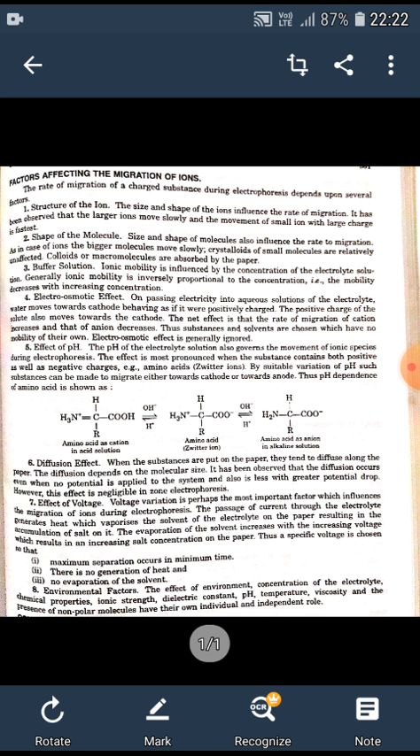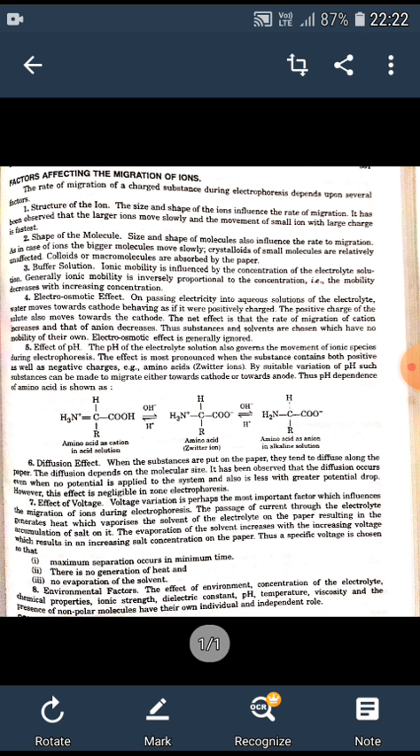The next effect is the diffusion effect. When the substances are put on the paper, they tend to diffuse along the paper. The diffusion depends on the molecular size. It has been observed that diffusion occurs even when no potential is applied to the system, and also it is less with greater potential drop.